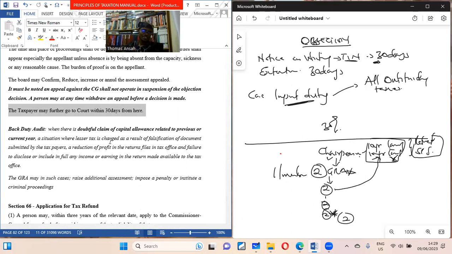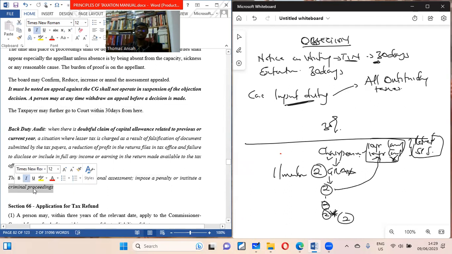What is a back duty audit? A back duty audit is where there is a doubtful claim of capital allowance relating to a previous or a current year audit. So now they find out that you falsified something and you had a capital allowance. They can now come back, all right? And when they catch you that you really falsified, you are going to be penalized, or criminal institution proceedings can be instituted against you. So take note of that.